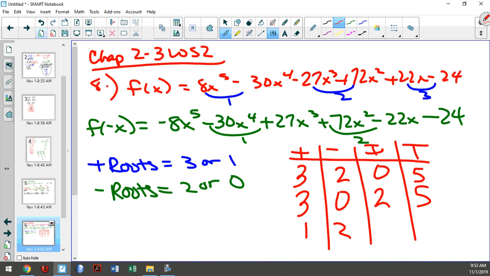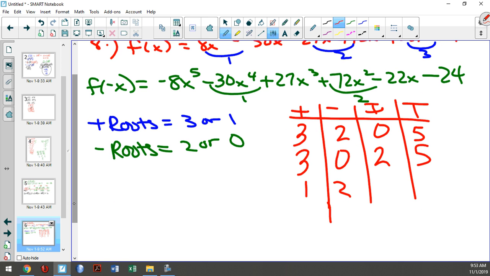So now we need to do the next one. 1 can be paired with 2, or 1 can be paired with 0. They both have to have a total of 5 roots, so that leaves this over here to be 2 roots, and this over here to be 4 roots for the imaginary. Do we understand that for Descartes' chart? Yes? This is usually where everybody messes up, is the chart. Do you understand the chart?